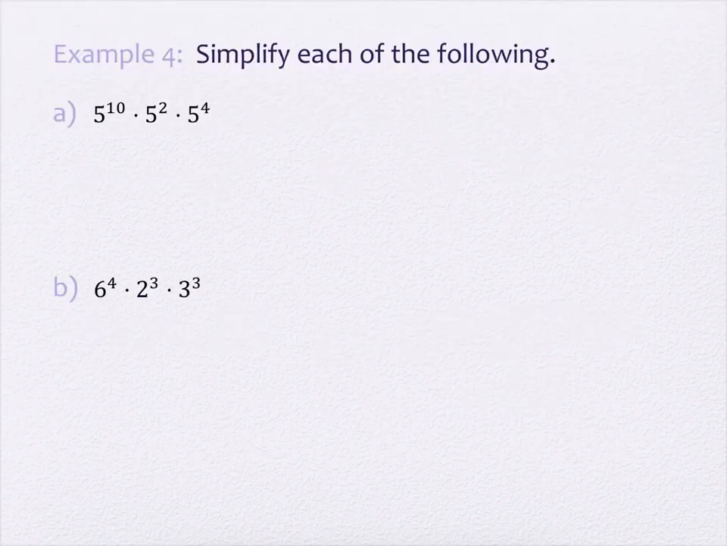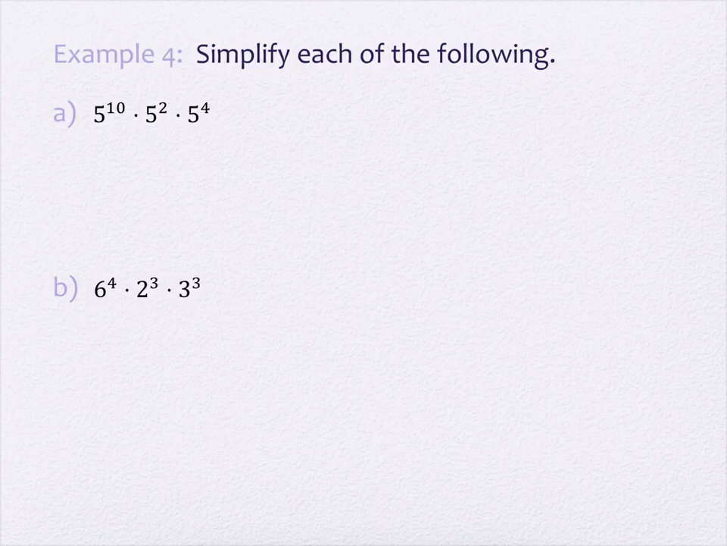So here are a couple of examples of using those properties. The first one, I want you to notice that they all say base 5, right? 5 to some power, 5 to some power, 5 to some power. That's important because all of our properties hinged on having the same base. On part B, they don't have the same base, which means we're going to have to think about that problem a little bit differently. But on part A, it is a direct application of one of our properties.